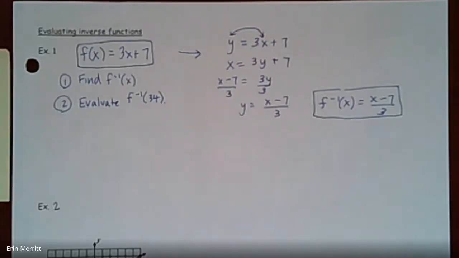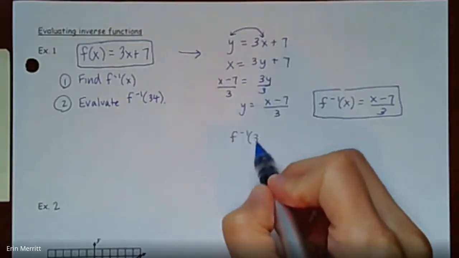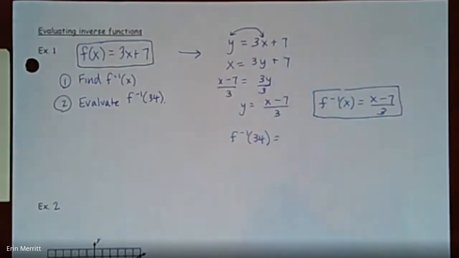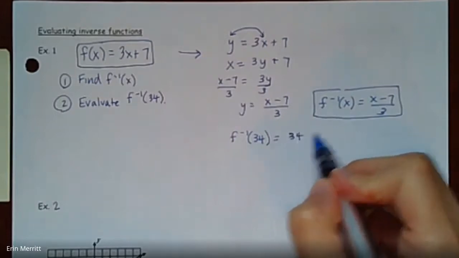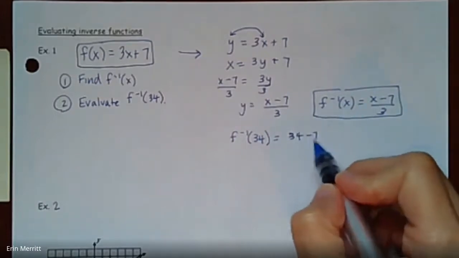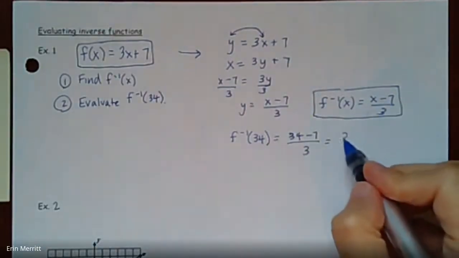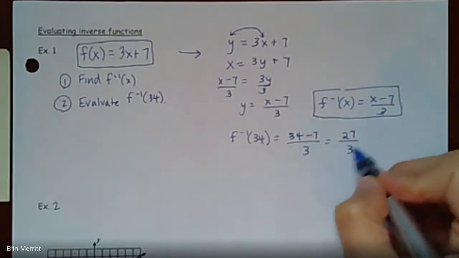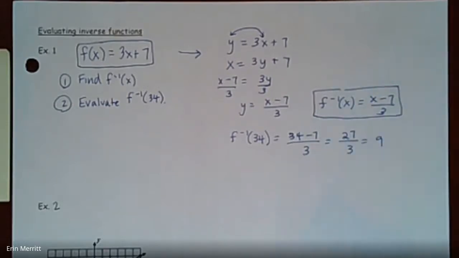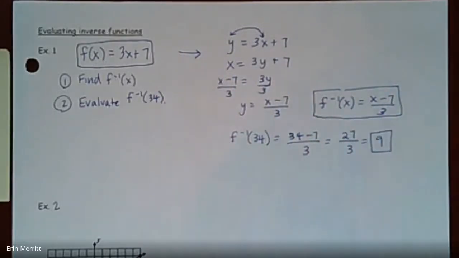Easy, all right? Part 2, now I want you to evaluate f inverse of 34. So all I'm asking is for you to take that function and plug 34 in place of x. So 34 minus 7 over 3. If we do a little mental math, or you could simply grab your calculator, that is up to you. We get 27 over 3. That's going to come out as 9. So we've got the first part. We've got the second part of it.